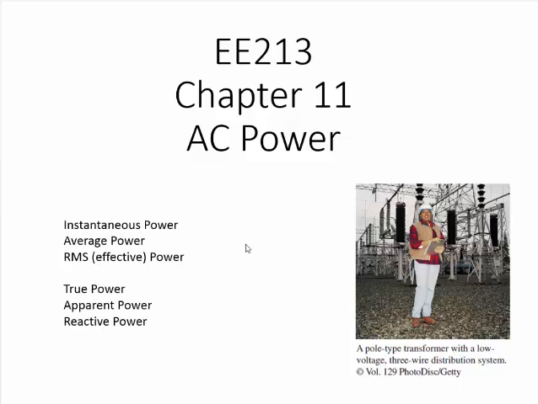and the three main concepts that you have to get across in this chapter are instantaneous power, average power, and RMS or effective power. They're all related because power is still current times voltage. One of them is instant, one of them is average, and one of them is a calculation that you make. And then as a secondary part, we'll also talk about true power, apparent power, and reactive power.